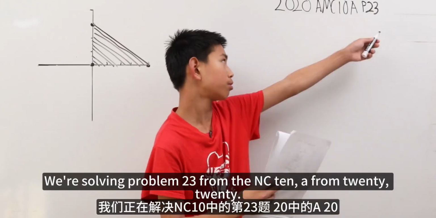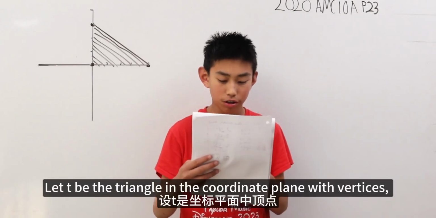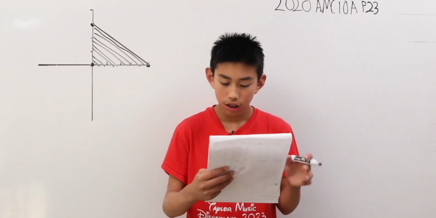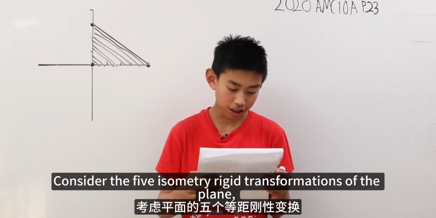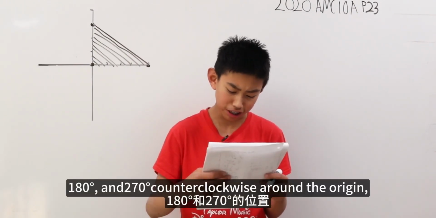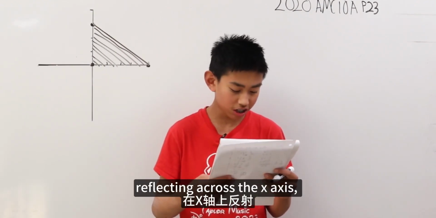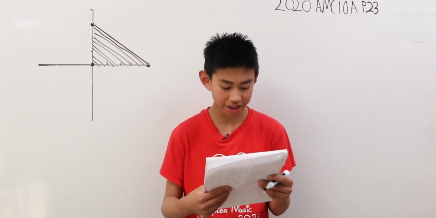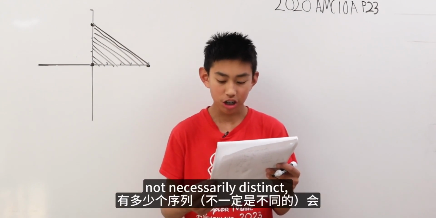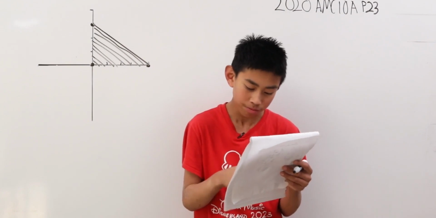We're solving problem 23 from AMC 10A from 2020. Let T be the triangle in the coordinate plane with vertices (0, 0), (4, 0), and (0, 3). Consider the 5 isometries, rigid transformations of the plane: rotations of 90 degrees, 180 degrees, and 270 degrees counterclockwise around the origin, reflecting across the x-axis, and reflection across the y-axis. How many of the 125 sequences of these 3 transformations, not necessarily distinct, will return T to its original position?